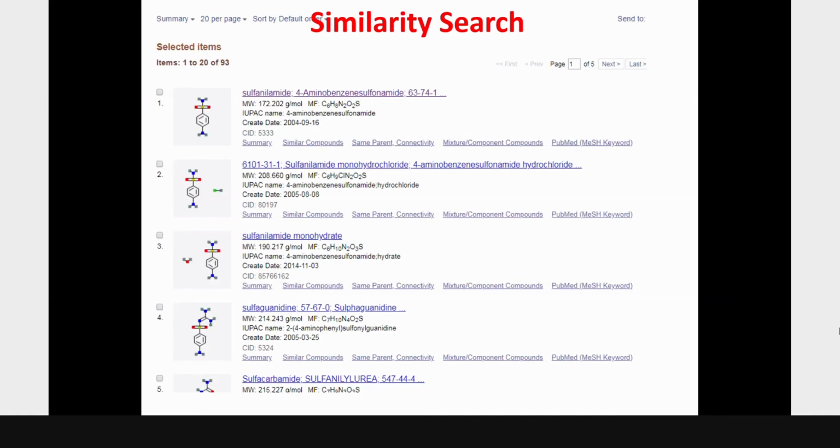So if I do this, you can see here that again the sulfanilamide is matching with itself to 100%. So that is coming at number 1. But then at number 2, again you can find some compound which is closer to this.